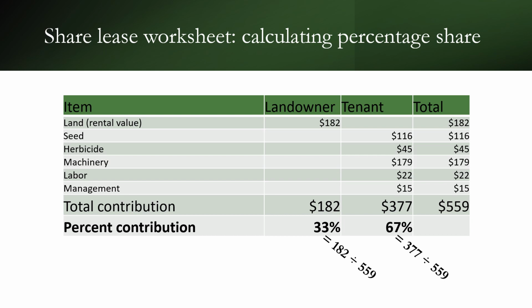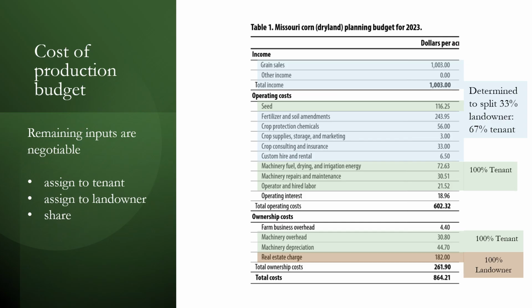In this example, the landowner provides only the land valued at $182 per acre. The tenant contributes $377 per acre of inputs. Total contributions are $559 per acre. By dividing everyone's contribution by the total contribution in this example, it is discovered the landowner contributes 33% and the tenant 67%. This 1/3 to 2/3 ratio is then used to determine what each party receives from the crop and what each party pays for the inputs to be shared between the two.